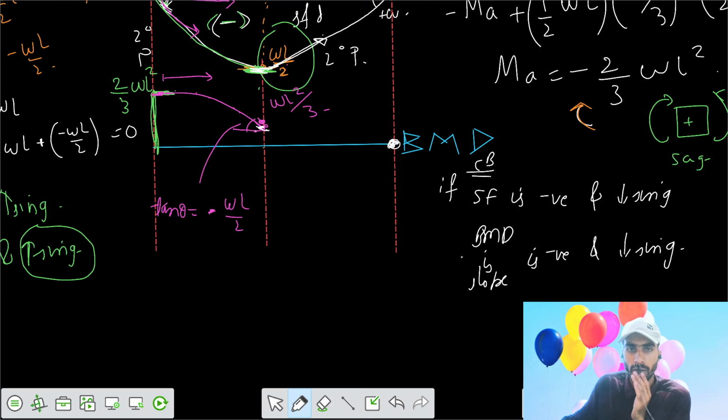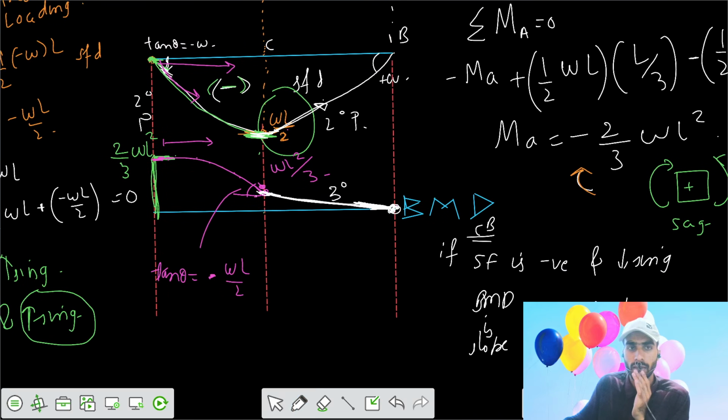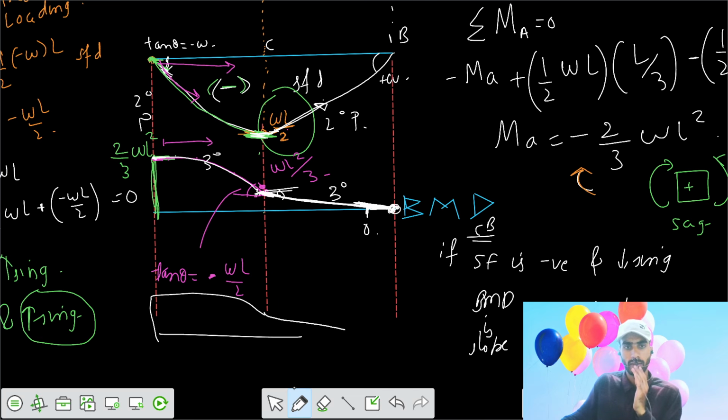So your slope here is 0, and the slope here is some value of minus WL by 2. So you have to join the two. This is a curve of degree 3, a cubic curve. This one is also 3-degree, but the variation here was this way. The slope here was 0, and here there is some slope. It is not 0 there, and the slope here is 0. So this is your BMD, like this one, this way, and after that this one.